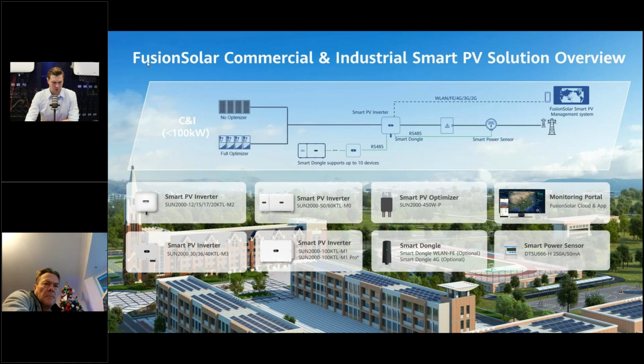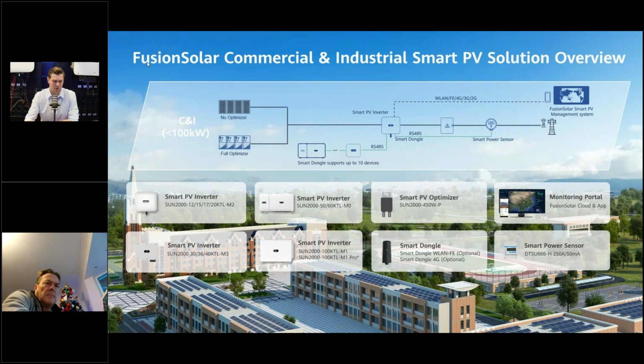We have the new version, M3, which is 30, 36, and 40 kilowatt inverters. Those also are compatible with optimizers and all the functionalities I have told you about before. The M2 has 2 MPP trackers, 4 inputs. M3 has 4 MPP trackers and 8 inputs.